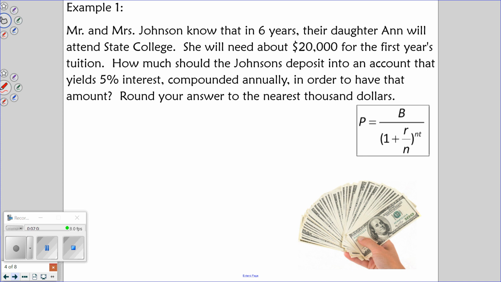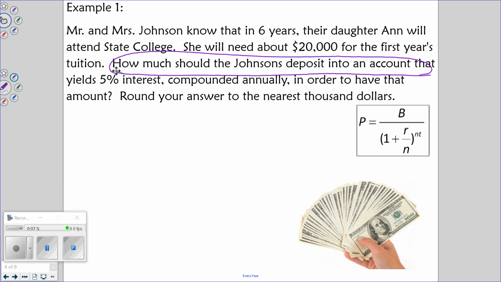All right, so again, part of the issue of this chapter is knowing which formula to use. So if you look at the question, how much should they deposit into an account? So how much should they be putting in order to have that amount? They're not looking for what's my ending balance. They're looking for how much I put in. What's my principal? So again, that should help you to realize which formula it is. It's the one that's P equals. I'm trying to find how much should I put in. I'm not solving for balance.